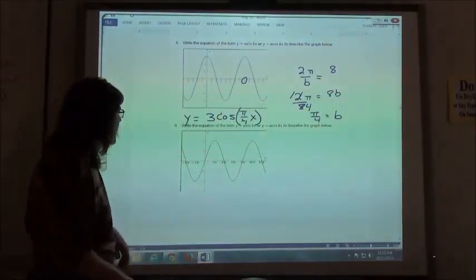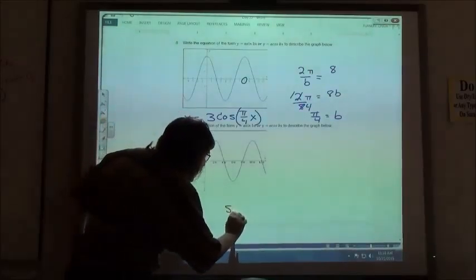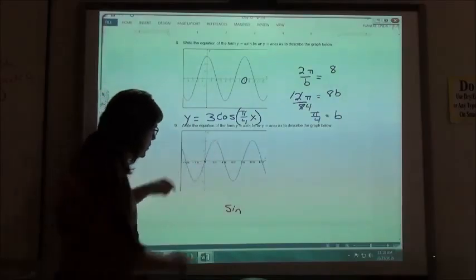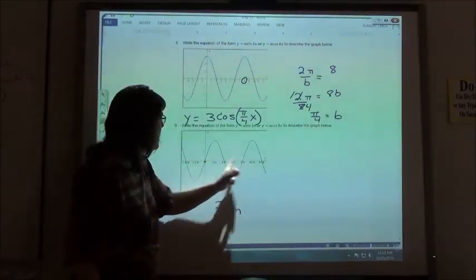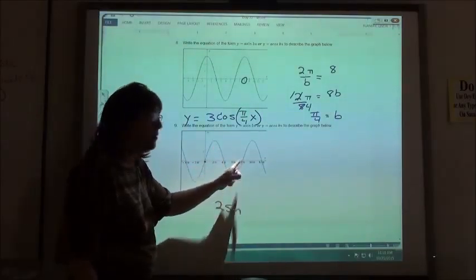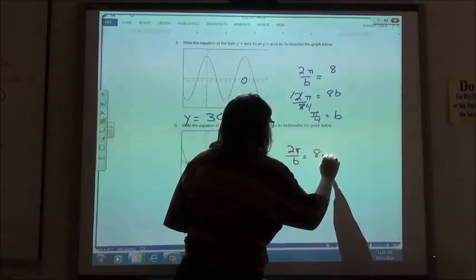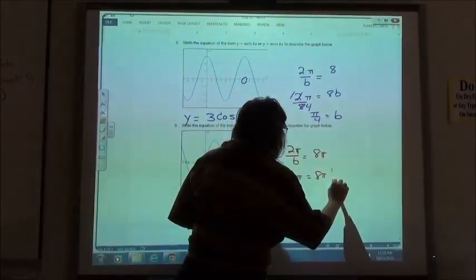Number 9, looking at that one, it's crossing at 0, 0 to begin with, so I know that I have the sine curve. Again, this one's going up first to 2, so 2 is my amplitude. My period on this one is 8 pi to do 1 full cycle. So 2 pi over b would equal 8 pi. 2 pi equals 8 pi times b then.